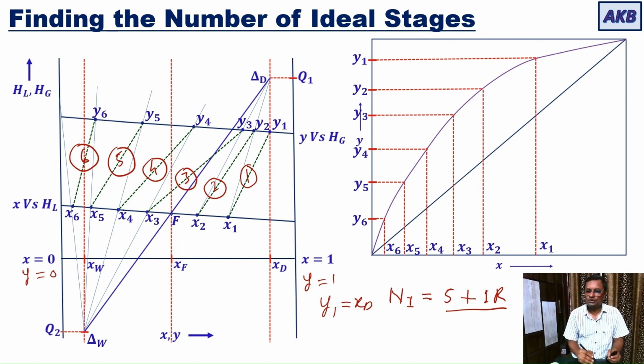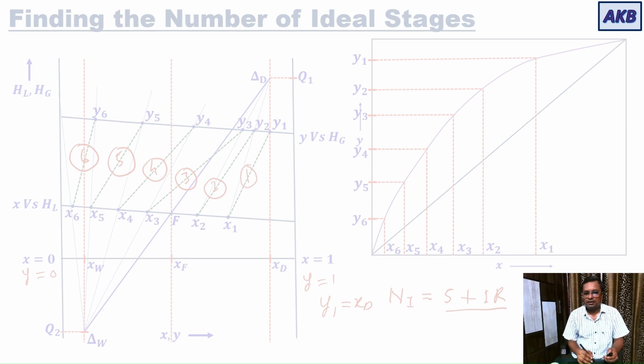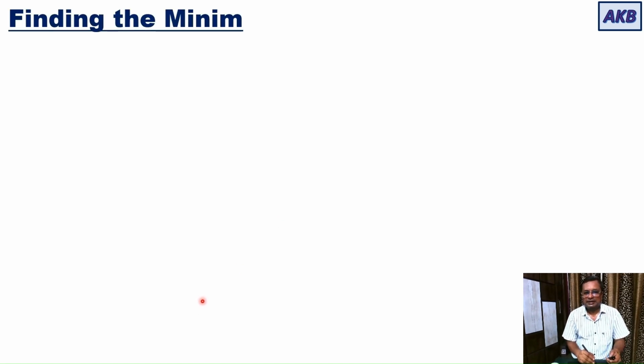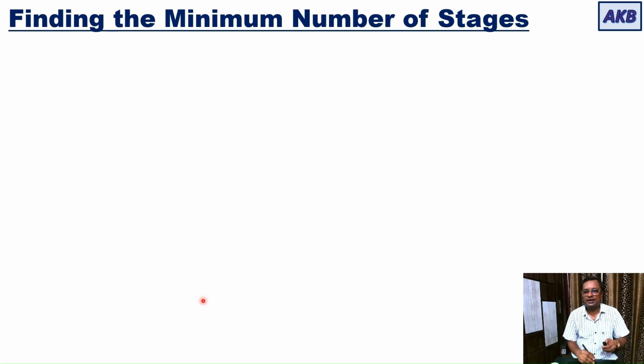And those tie lines are nothing but ideal stages in this particular case. So in this way, you have to find the number of ideal stages. I hope now you know how to construct those stages by this method. You just understand the steps. If you have any doubt, please come back to me with your comments. I will help you. Then another task is how to get the minimum number of stages.